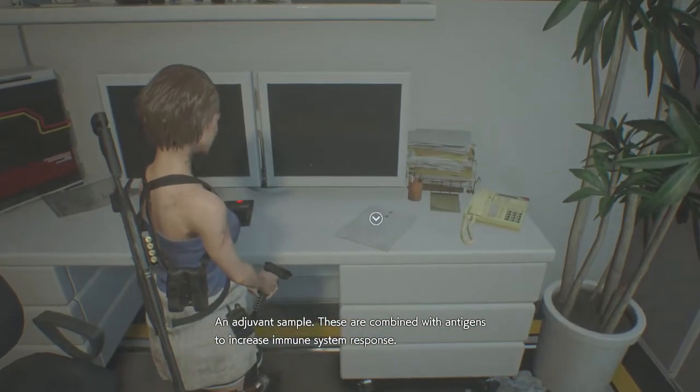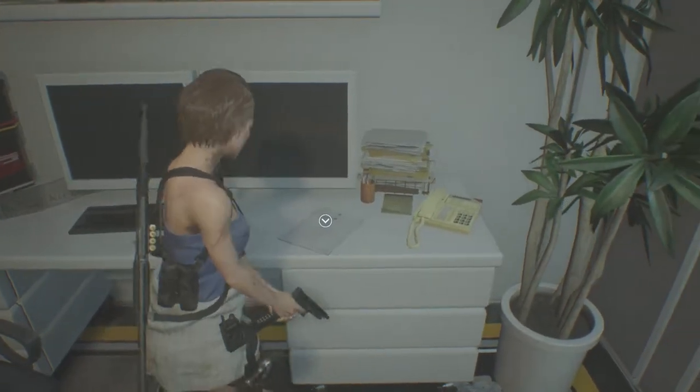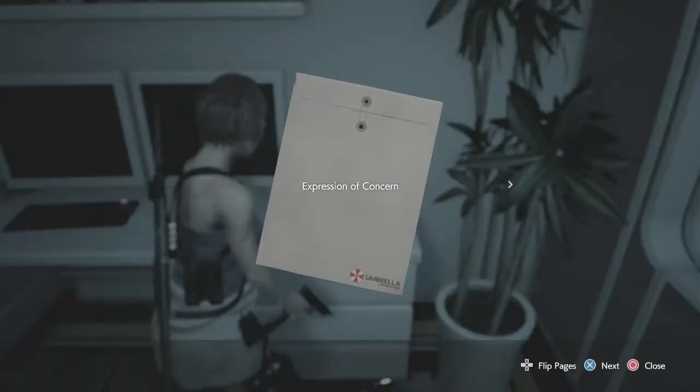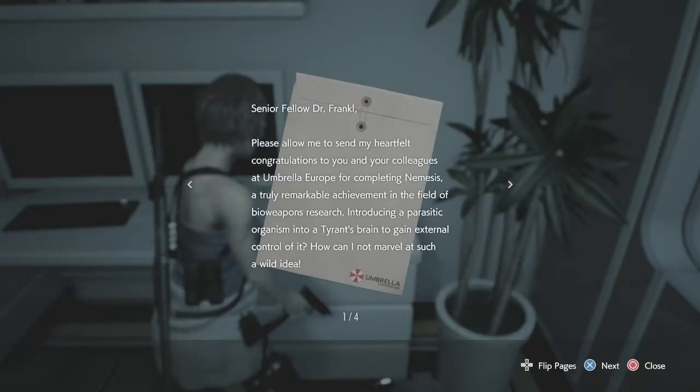To increase immune system response. Expression of concern. Senior fellow Dr. Frankel? Please allow me to send my heartfelt congratulations to you and your colleagues at Umbrella Europe for completing Nemesis, a truly remarkable achievement in the field of bioweapons research. Introducing a parasitic organism to a tyrant's brain to gain external control of it, how can I not marvel at such a wild idea?